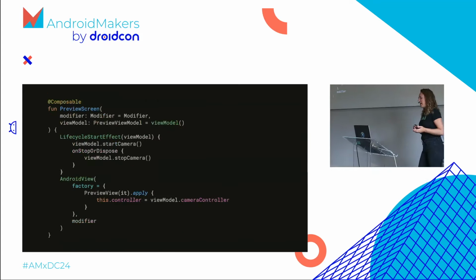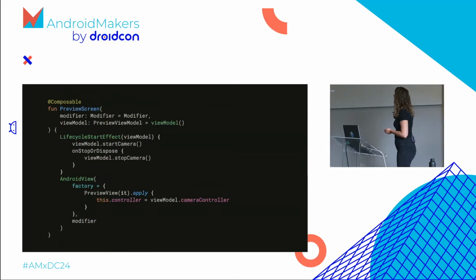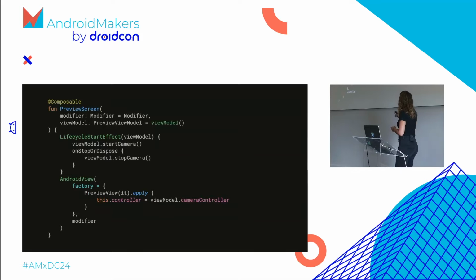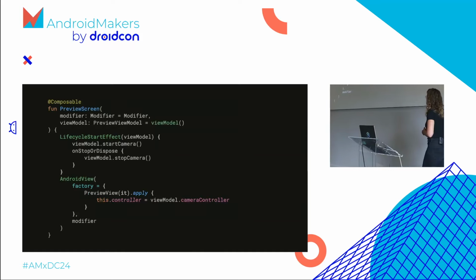So what does that do with our UI? In our UI, what happens is we create a lifecycle start effect, which is tied to our activity lifecycle, but now we've really extracted those two things. So when the lifecycle is started, it calls start camera, and when the lifecycle is stopped or we dispose this composable, we stop the camera again. And then the only thing we need to do is wrap the preview view and set the camera controller to the camera controller that we created in the view model.